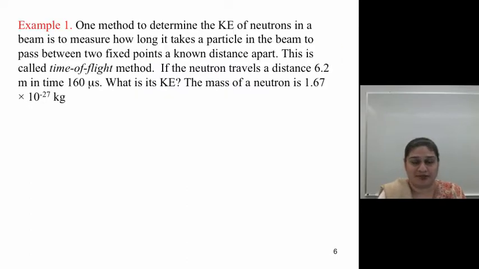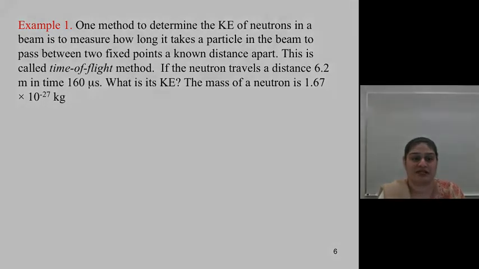So let's do a problem. One method to determine the kinetic energy of neutrons in a beam is to measure how long it takes the particles in the beam to pass between two fixed points a known distance apart. This is called the time of flight method. If the neutrons travel a distance of 6.2 meters in 160 microseconds, what is the kinetic energy? The mass of the neutron is given as 1.6 times 10 to the minus 27 kilograms.